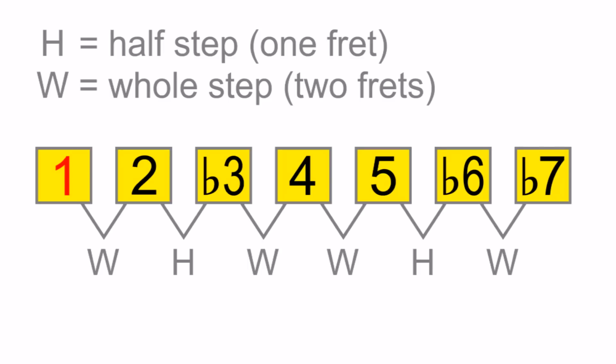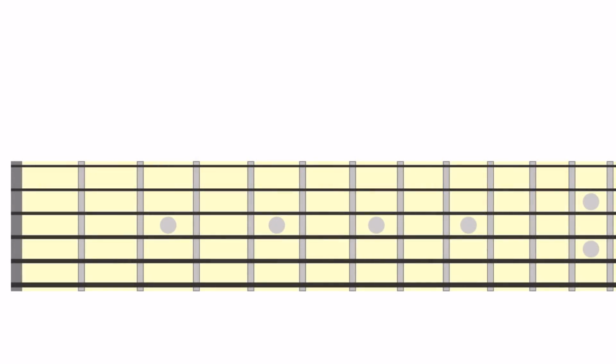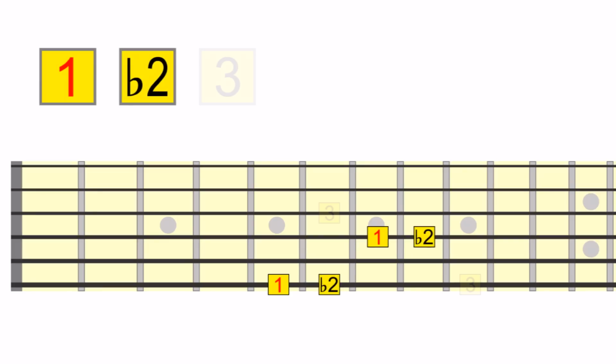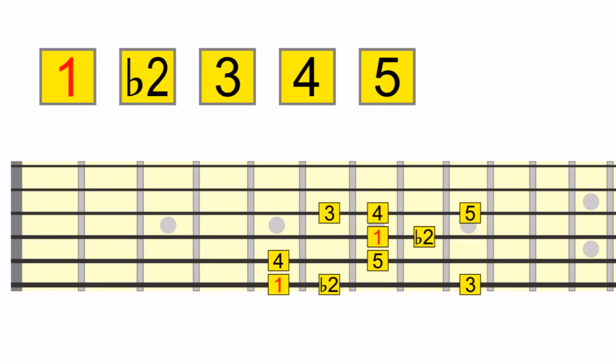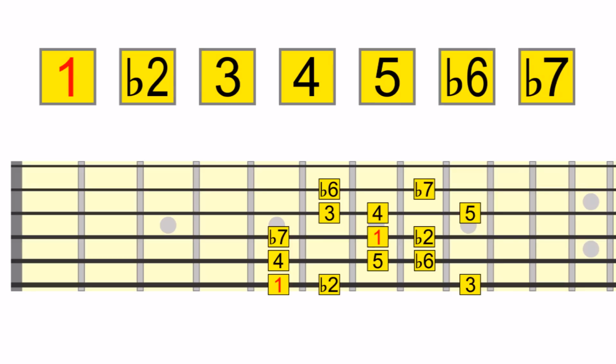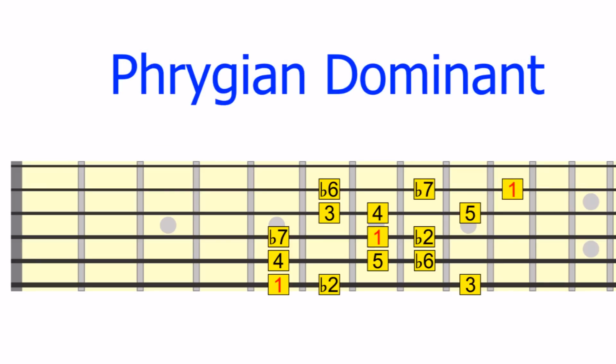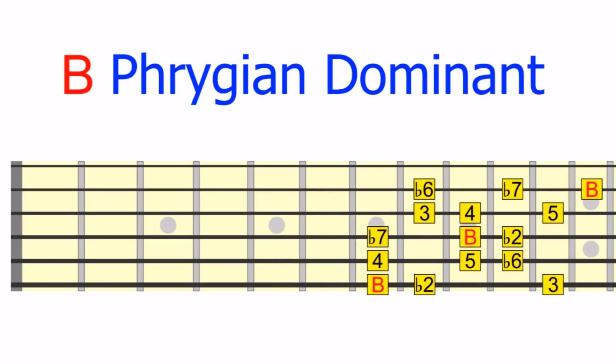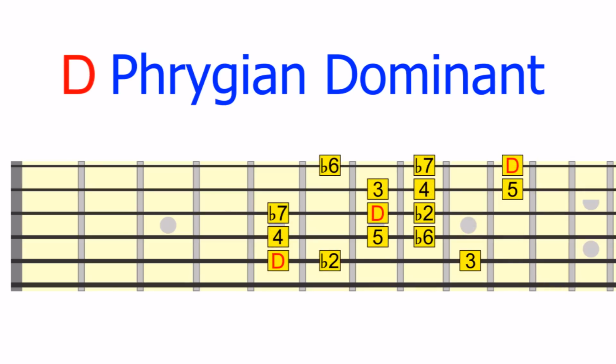Eventually, you'll be able to work out how a scale would be formed on the neck simply by its numbering formula. For example, 1, flat 2, 3, 4, 5, flat 6, flat 7 gives us this scale, known as Phrygian Dominant. A Phrygian Dominant, B Phrygian Dominant, D Phrygian Dominant.